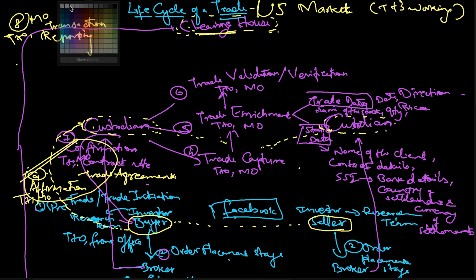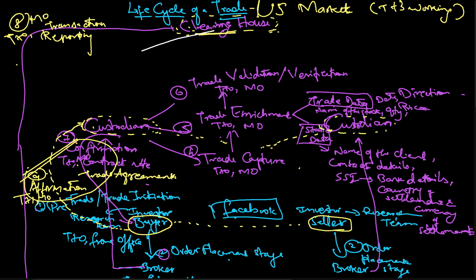After this, T+2 is when clearing work begins. Clearing is finding out the net obligations for the counterparties involved in the trade. So this clearinghouse will get in touch, but it will not directly get in touch with the custodian. There is another layer in between called the clearing member.